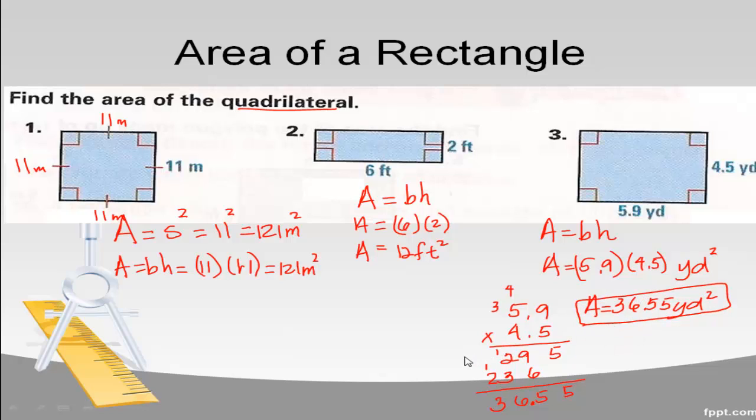Okay, and you're done. And this is all for this video. On the next video, we're going to talk about complex polygons, which is complex figures we can divide into different types of rectangles and find a total area.